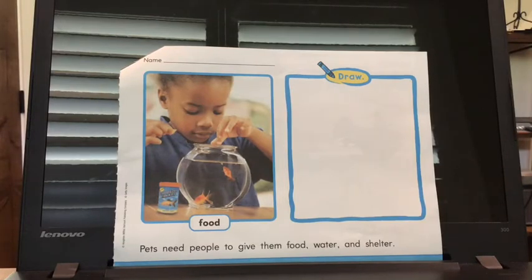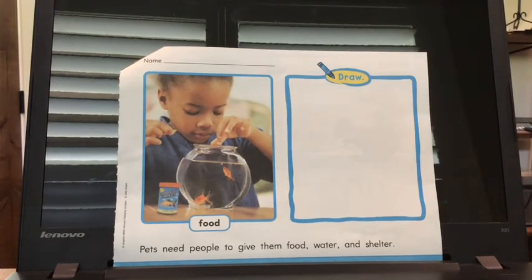How are pets and wild animals alike? That means how are they the same? They all need water, air, food, and shelter. How are pets and wild animals different? How are they not the same? Pets depend on the people they live with to give them food, water, and shelter. Remember, wild animals don't need our help. They do those things on their own.